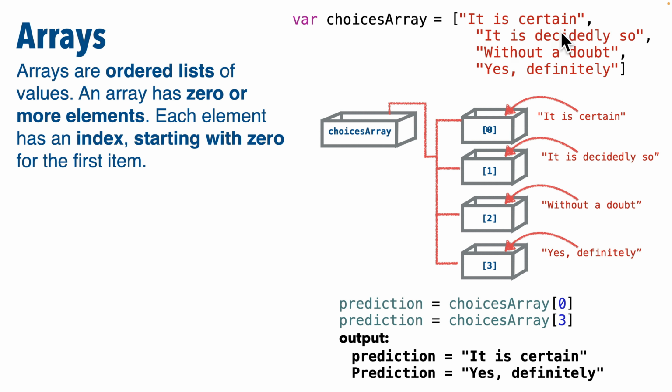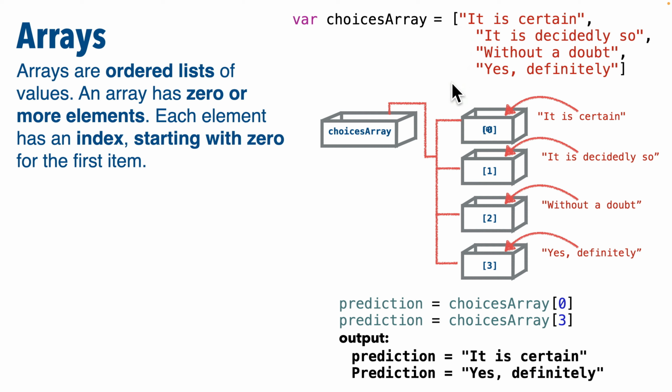Now, to create an array, we define it just like we do any variable with the var keyword, but we set that variable equal to, and we put in square brackets. And inside the square brackets, we put our list of data. So here I've defined a variable named choicesArray, and inside the square brackets are a bunch of strings separated by commas. It is certain, it is decidedly so, without a doubt, yes, definitely. These are the first four options for the original Magic 8-Ball.